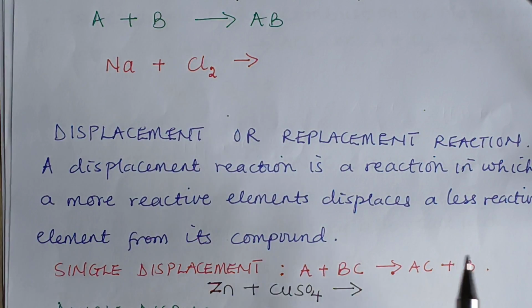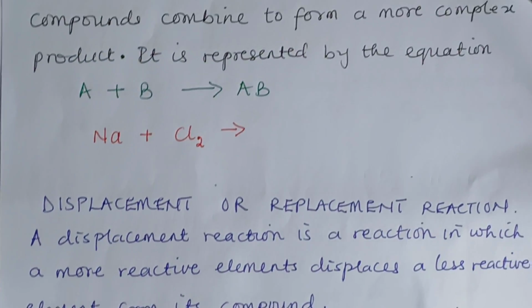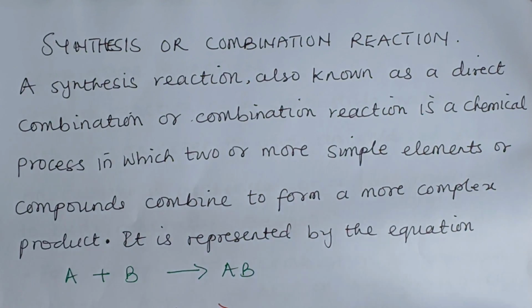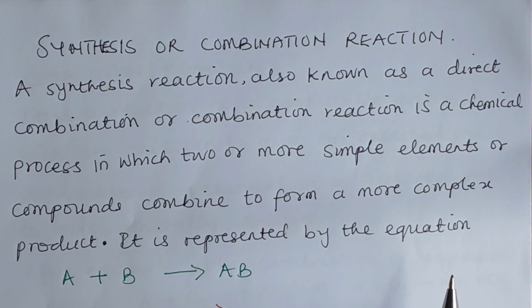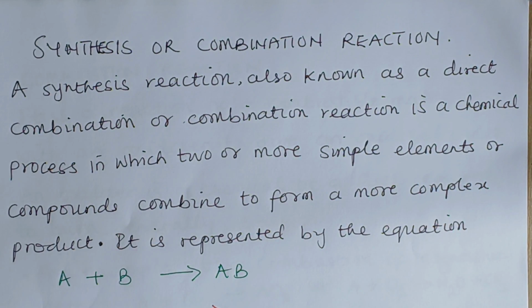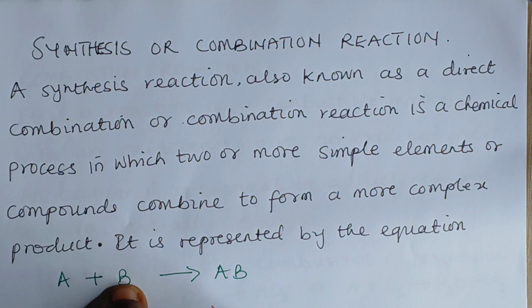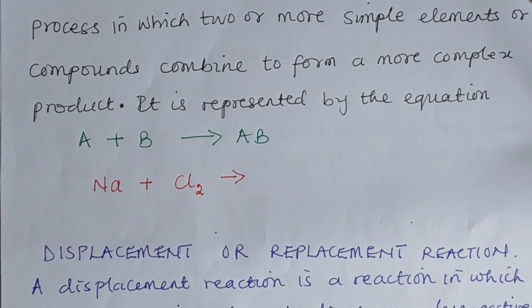So the first one here is a synthesis or combination reaction. A synthesis reaction, which is also known as direct combination or combination reaction, is a chemical process in which two or more simple elements or compounds combine to form a more complex product. For instance, if A reacts with B, you get AB.